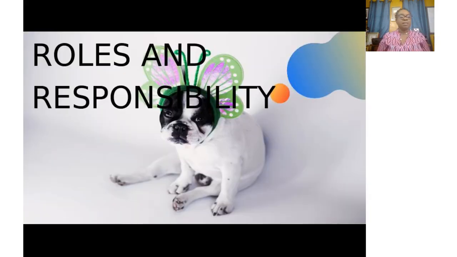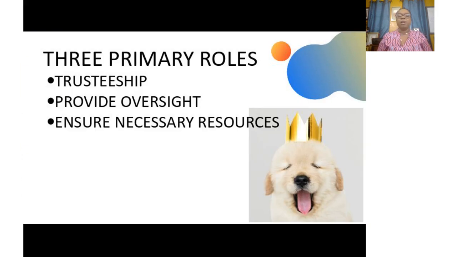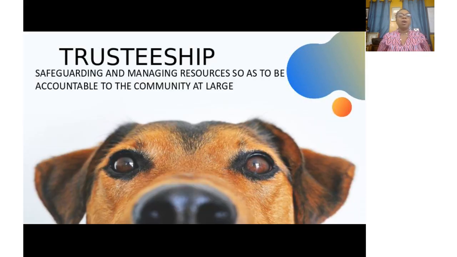Roles and responsibilities. There are three primary roles that a board of directors has: trusteeship, provide oversight, and ensure necessary resources. So what are we talking about when we talk about trusteeship? Trusteeship is safeguarding and managing resources so as to be accountable to the community at large. So what does that really mean?